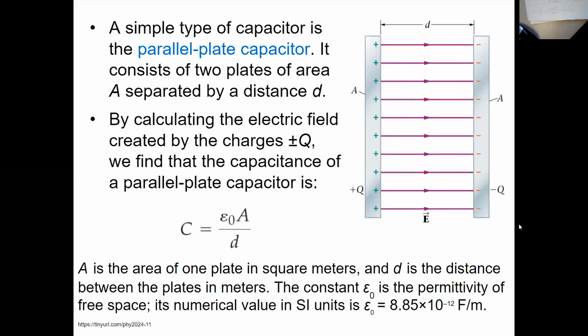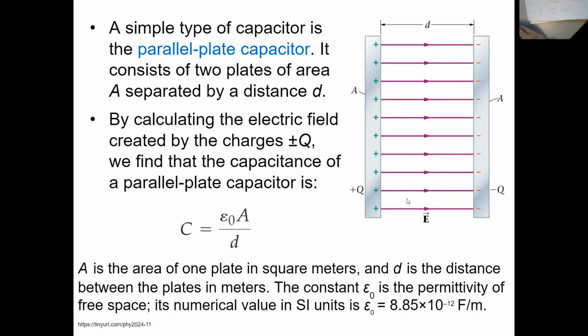So if you place two metal plates parallel to each other, then this is a parallel plate capacitor. This is the simplest type of capacitor you could have. So let's see what's the capacitance of a capacitor like this.